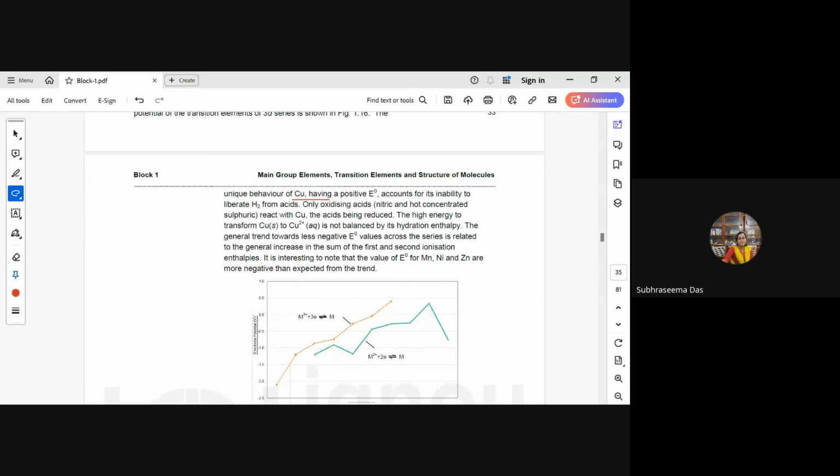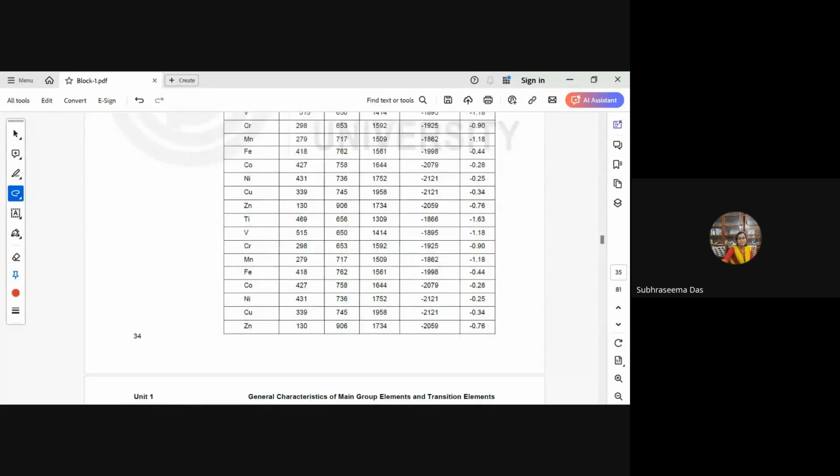It accounts for its inability to liberate hydrogen from dilute acids. Now when oxidizing acids, that is nitric and hot concentrated sulfuric acid, react with copper, the acids are being reduced. Else, in general, copper cannot liberate hydrogen from dilute acids owing to its positive E0.